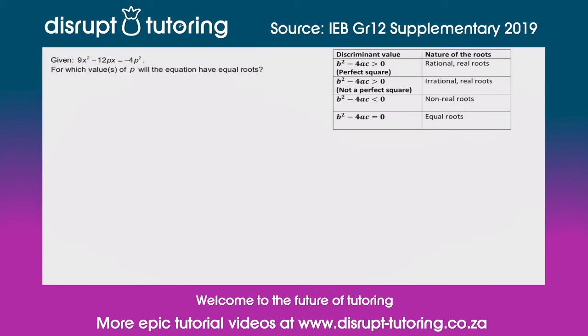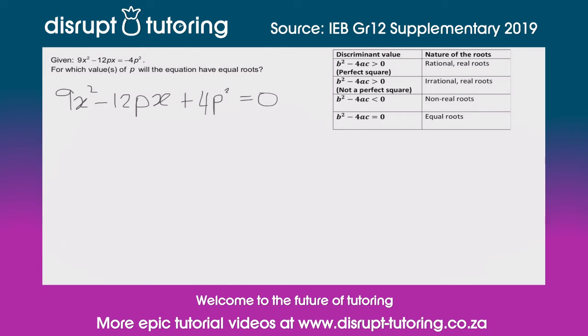Okay, so firstly, let's rewrite this in the form we like. So it would be 9x squared minus 12px. And we're going to bring that 4 across, which is our constant term in this case. 4p squared equals 0. All right, so now what do we know?